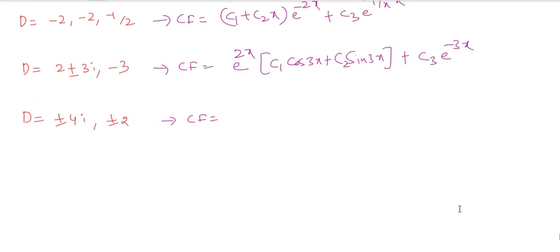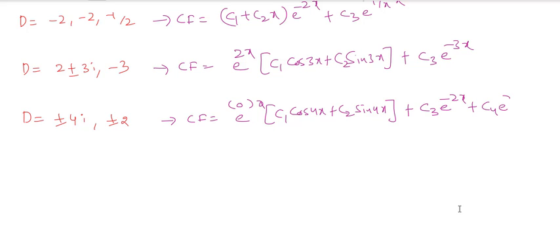Next one will be plus or minus 0, so this is e to the power of 0 into x. Then C1 cos 4x plus C2 sin 4x. Next, plus or minus 2 will be there, so different values. So this is C2 already covered, so C3 e to the power of minus 2x plus C4 e to the power of 2x you can represent as. Yeah, can you try one more?